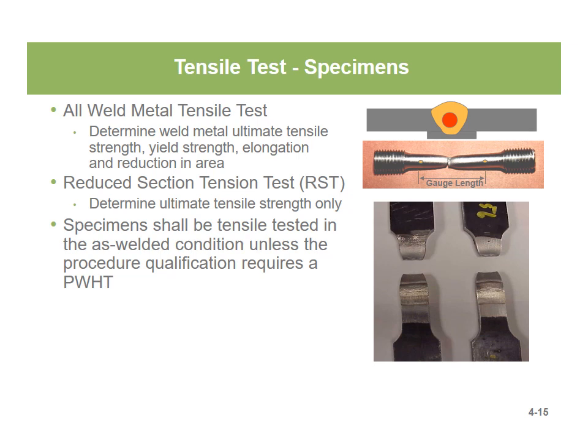So what this is telling us is that you can't make a test coupon, send it to heat treat, then pull the samples, have the samples pass, and then go out in the field and use that procedure without post-weld heat treat. If you have a procedure and you use post-weld heat treat, all the welds have to be post-weld heat treated.